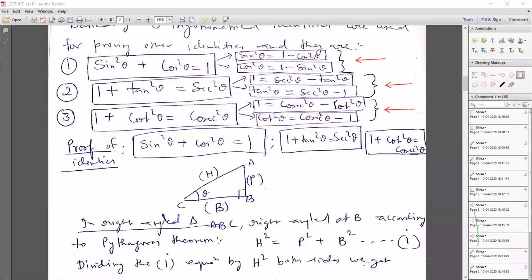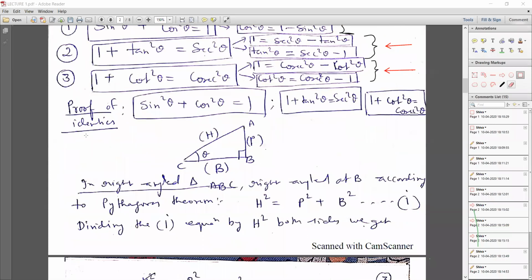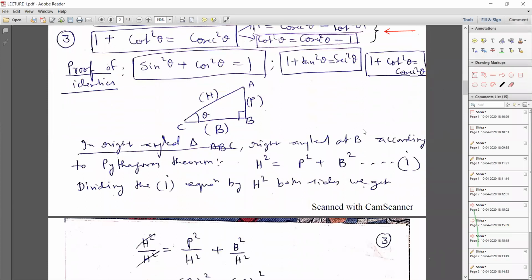So now let us come back to the proof of identities. That is sin square theta plus cos square theta is equal to 1. 1 plus tan square theta is equal to sec square theta. 1 plus cot square theta is equal to cosec square theta. So the proof is very easy, the easiest one.